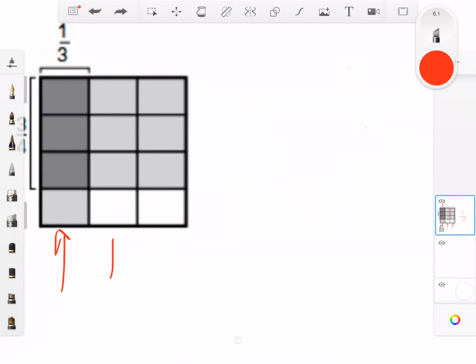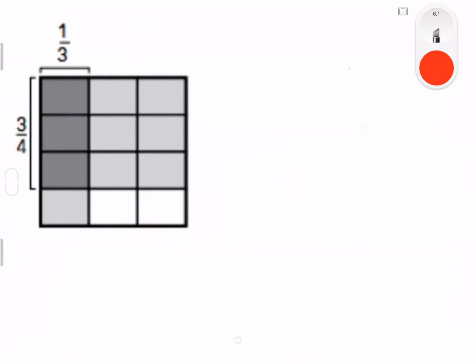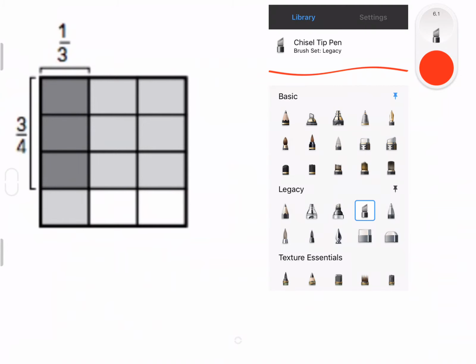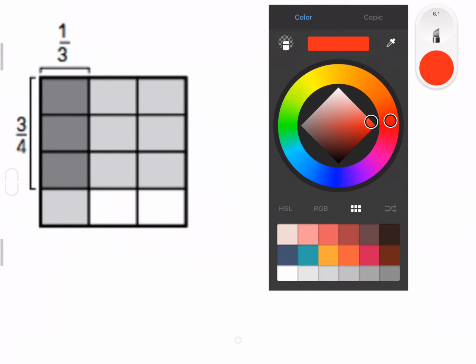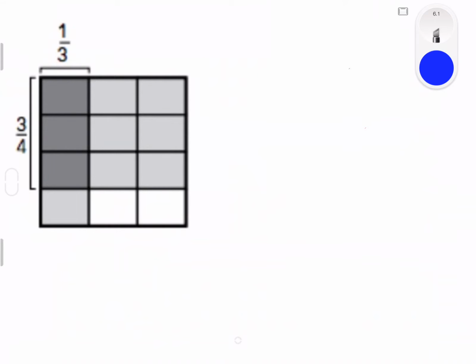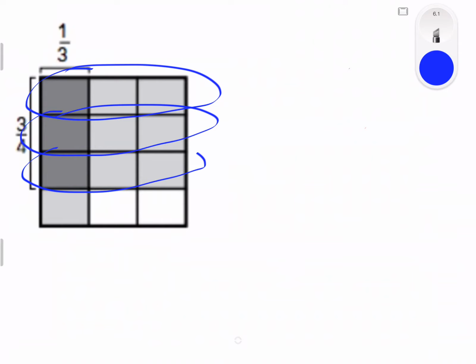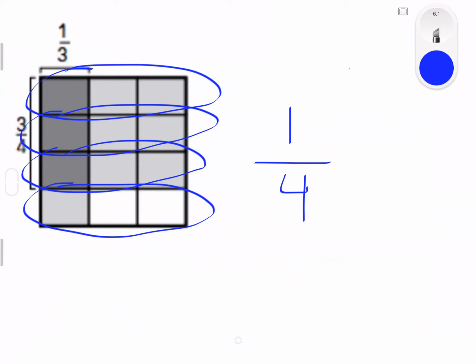Get my marks out of the way here. And we'll approach the other one. The second question says, each row is what fraction of the whole? So the rows are just the regular side-to-side horizontal ones. There's 1, 2, 3, 4 total rows. And each one is 1/4 of the total whole.